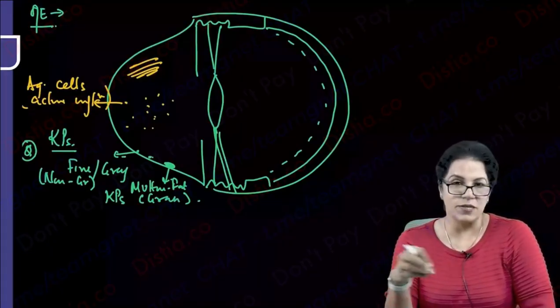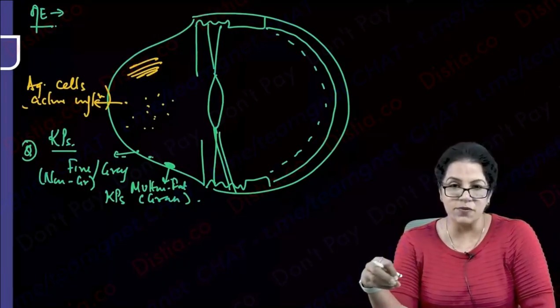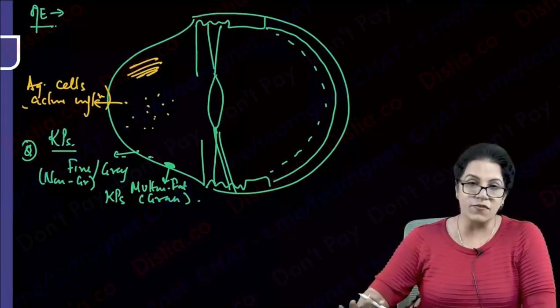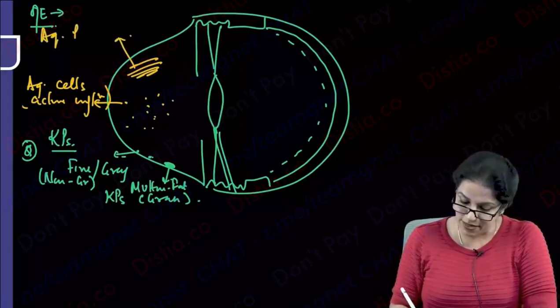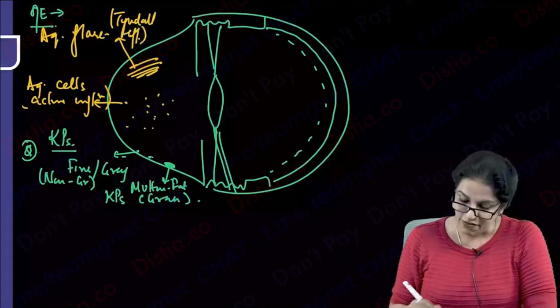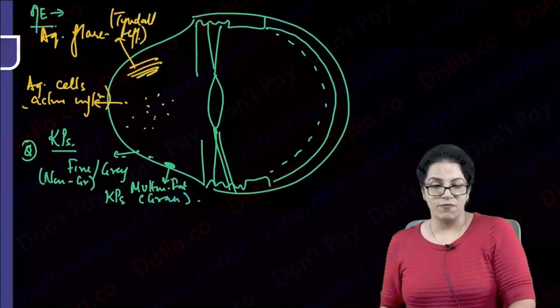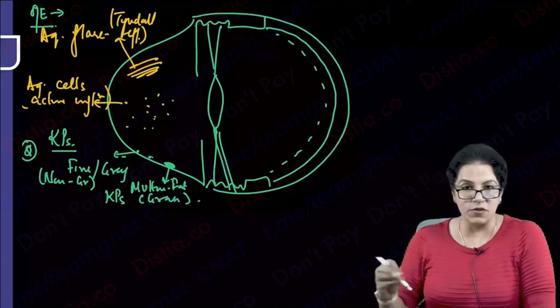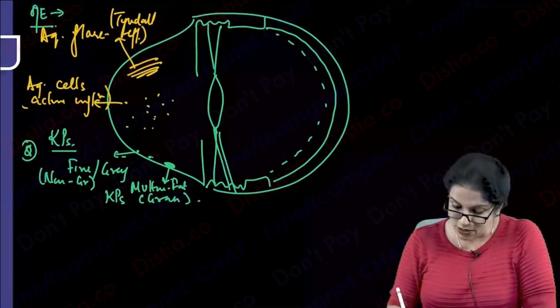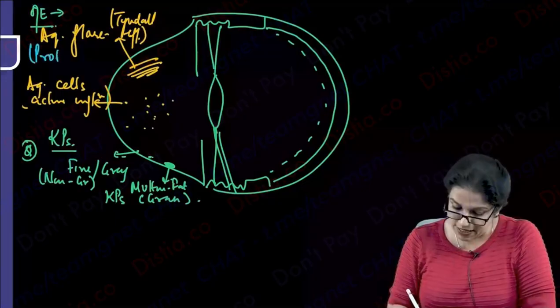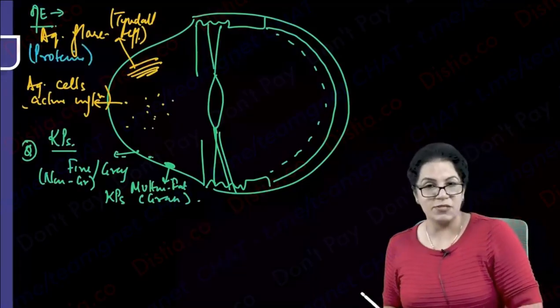Due to the random movements of the particles, which is called Brownian movement, there is scattering of light, and that is what is causing aqueous flare. So aqueous flare is due to the Tyndall effect, or scattering of light. Why will this be hazy? What are these particles which are causing the Tyndall effect? Leakage of protein. It is happening because of the leakage of protein from the inflamed tissue.